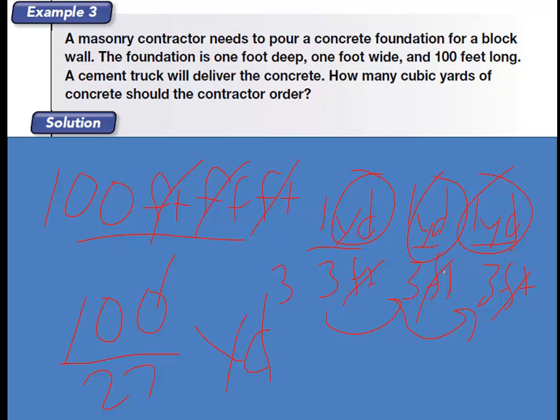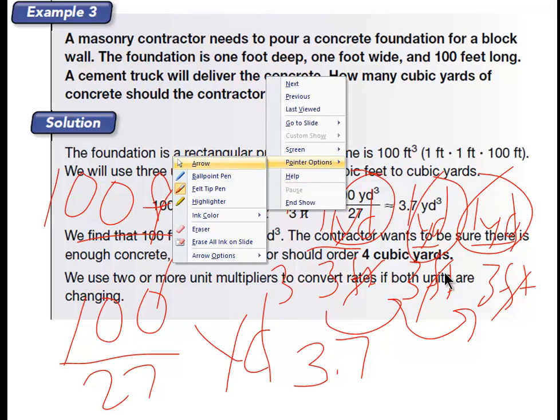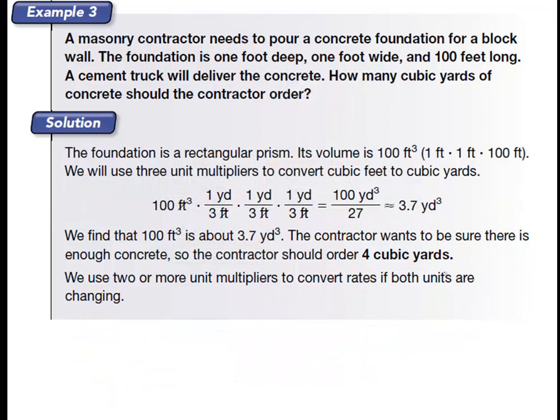And when you do the math on that, 27 goes into 100 approximately 3.7 is what you're going to want. 3.7 yards cubed. So since we can't buy 3.7 cubic yards, he's going to need 4 cubic yards. So our answer would be that he needs to order 4 because he can't order 3.7.